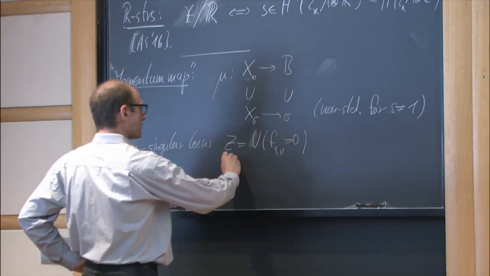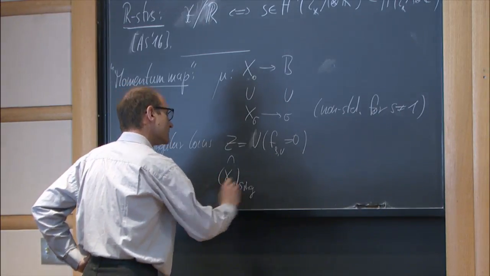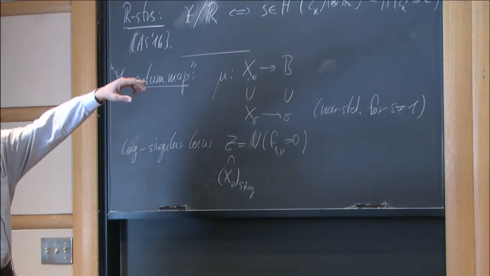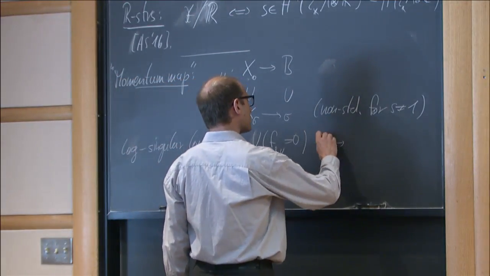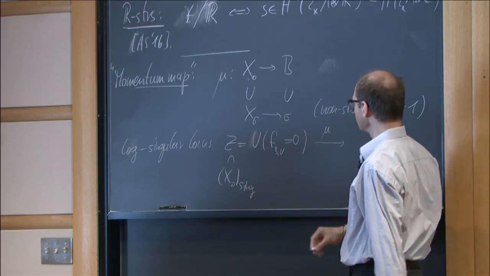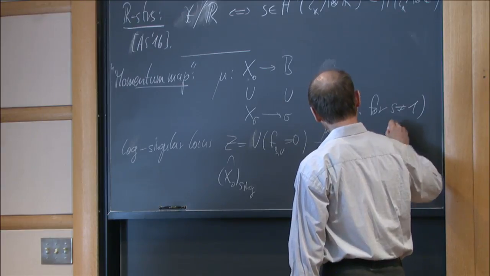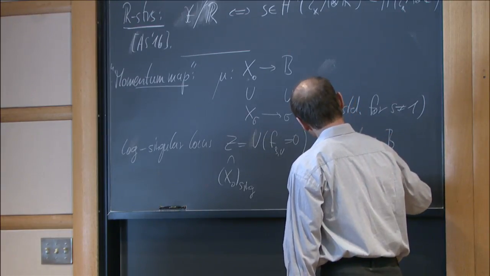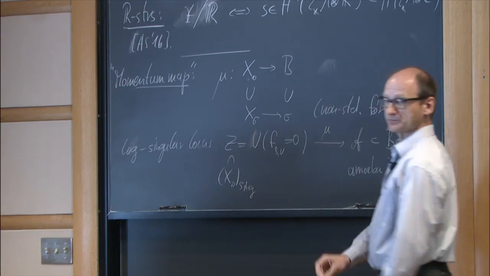So that sits actually in the double locus of the central fiber. In dimension 2 in the example, it's just points. Then of course you have a map mu, and in general that's a hypersurface. You get an amoeba image of this log singular locus.